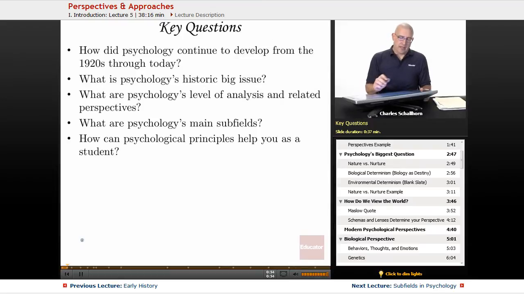Some key questions. How did psychology continue to develop from the 1920s through today? That's where we're going to be looking at behaviorism and some of the other groups of views that we have. What's the historic big issue? What levels of analysis are we going to be examining? Whether it's the micro level, working at brain tissue-wise, or macro level and more society-wide. What are psych's main subfields? That's where we're going to be looking in the next lesson. And then psychological principles that can help you as a student. Hopefully that will be in every one of our lessons.